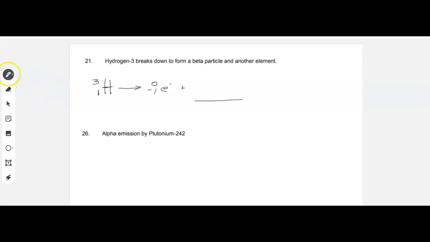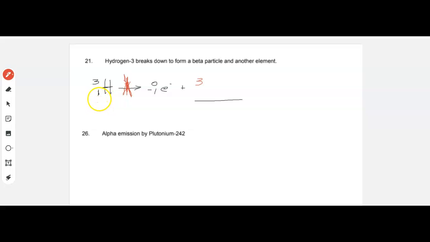Once we have that information and we're ready to go, I follow the same process we've been using for all the other problems. I'll divide this in half. On top I've got 3 on the left, and on the right I've got 0 plus blank. So this is an easy one. 0 plus 3 equals 3.